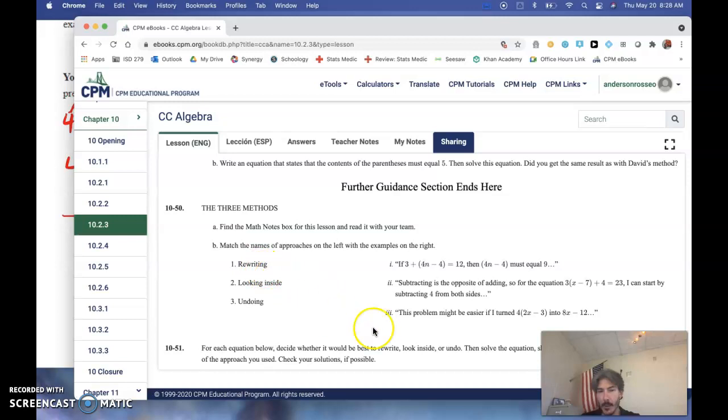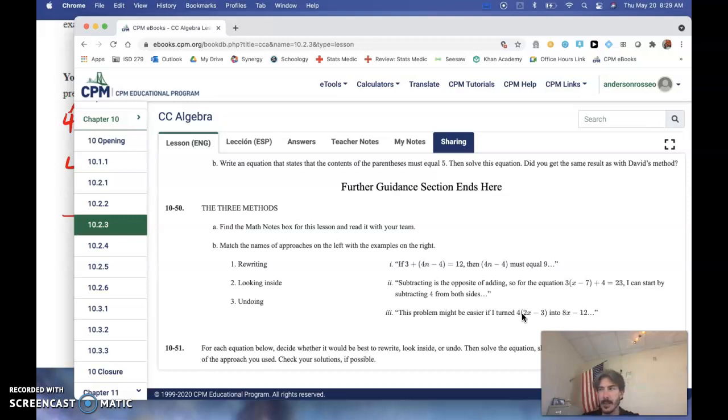The rewriting approach is like the distributive property that we just worked with, right? The problem might be easier if I turned 4 times 2x minus 3 into 8x minus 12, using the distributive property, doing a rewrite. So that's the rewrite method. That's one of our options.